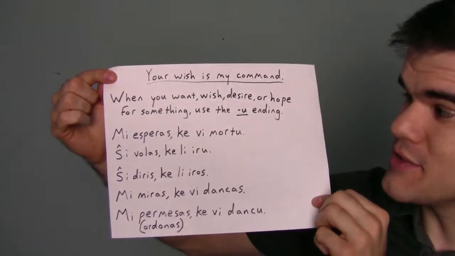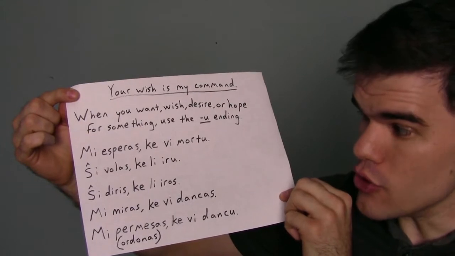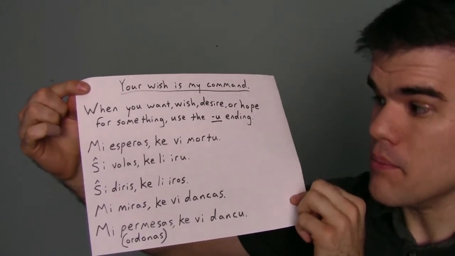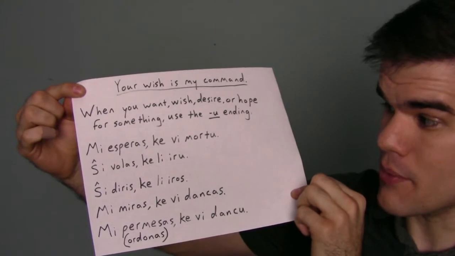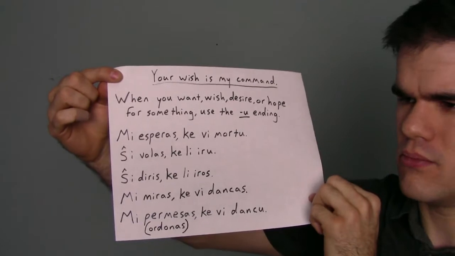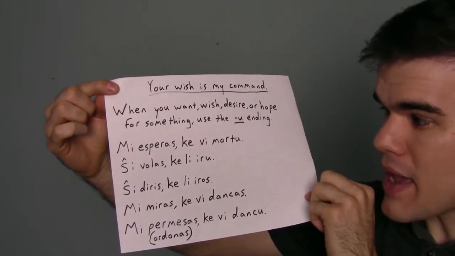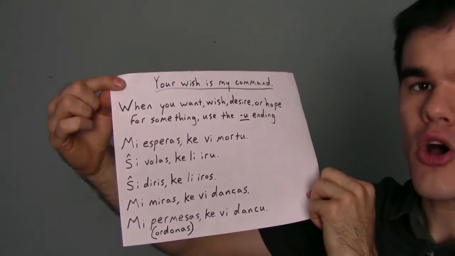Now, we're going to get to a bit of a stranger thing that we can also do with the you form, and that is to express wishes and desires. One easy way to remember this is that in Esperanto, your wish is my command. When you want, wish, desire, or hope for something, you use the you ending in that phrase. Mi esperas que vi mortu. I am hoping that you die. I hope you die, right? You don't say mi esperas que vi morti, I hope that you to die. That'd be weird. You simply use the command form, even though you've cushioned it in a hope expression, like, I'm hoping that the following will happen.